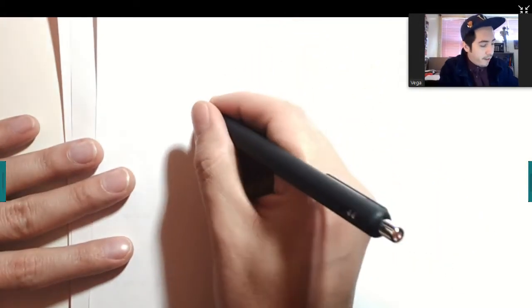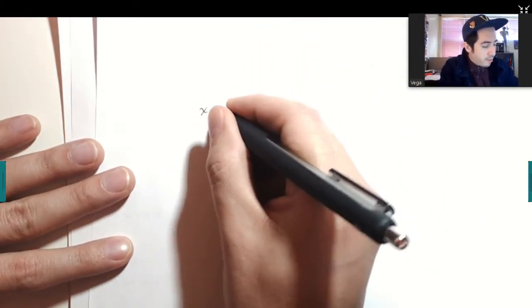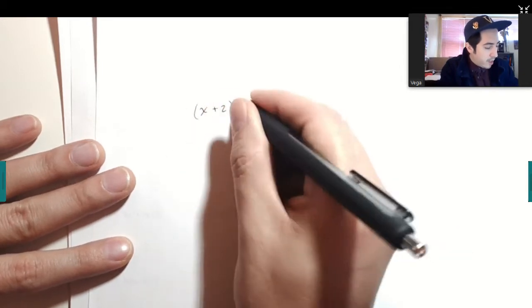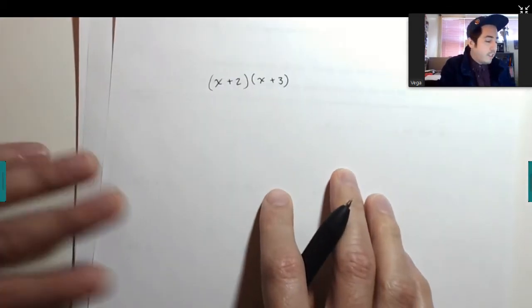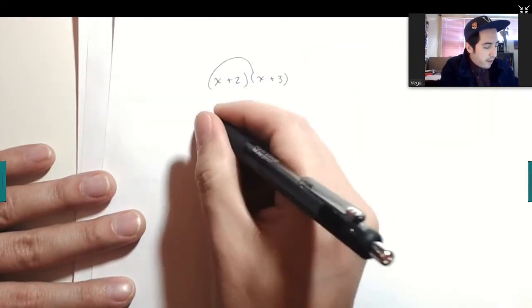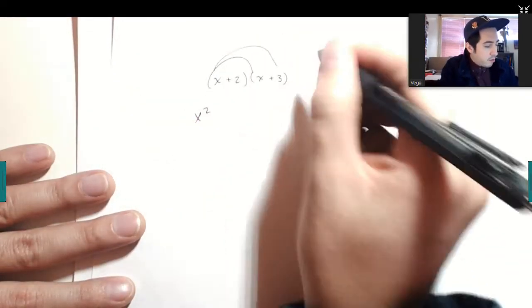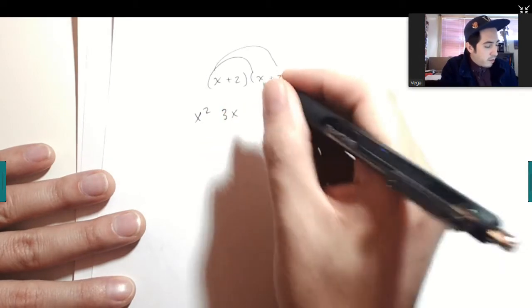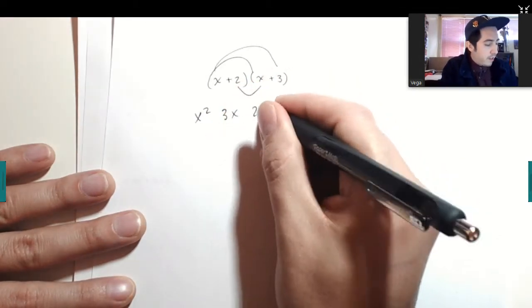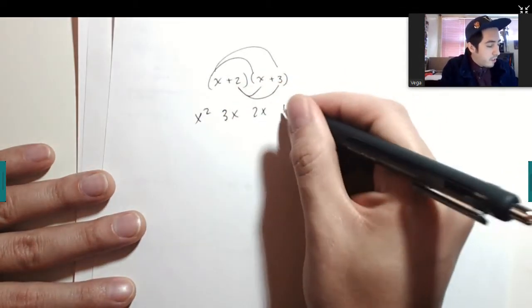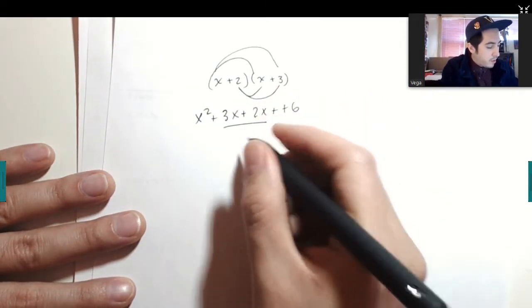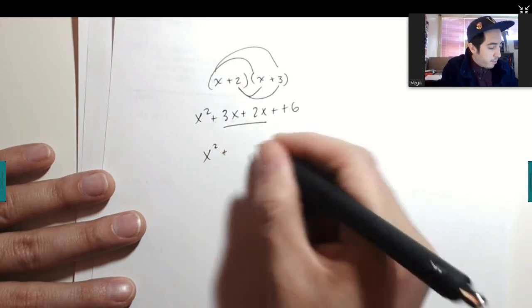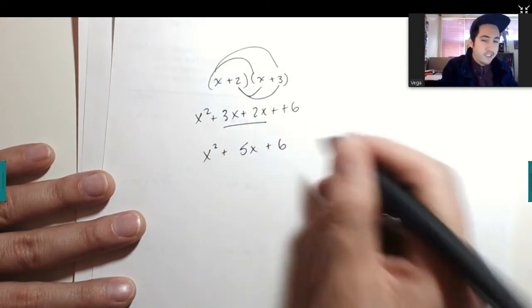So what if I have x plus 2, we'll do an easy one, x plus 2 times x plus 3, right? To multiply this is really easy. Do x times x, x squared. X times 3, 3x. 2 times x, 2x. 2 times 3, 6. And then you combine these middle terms to get x squared plus 5x plus 6, right?